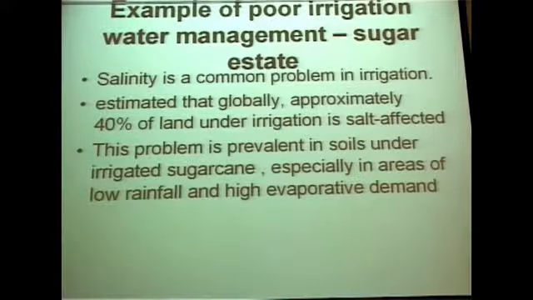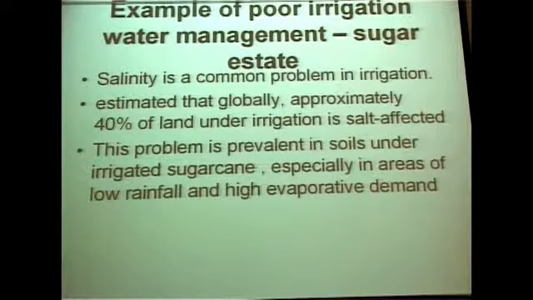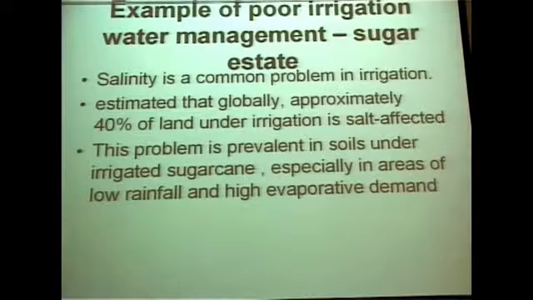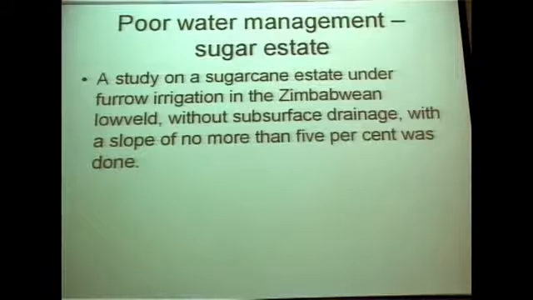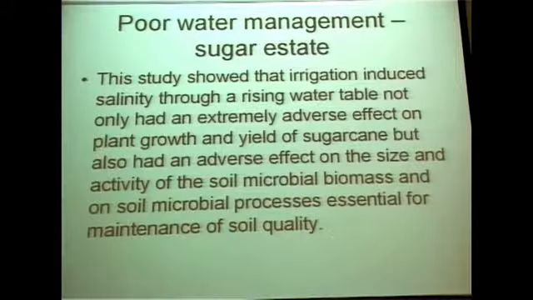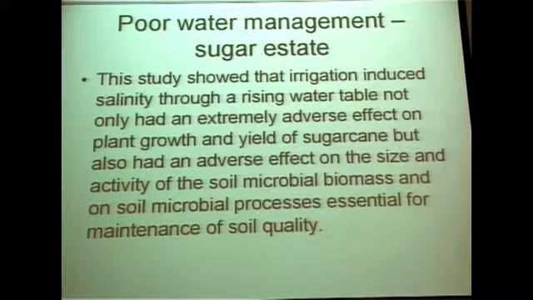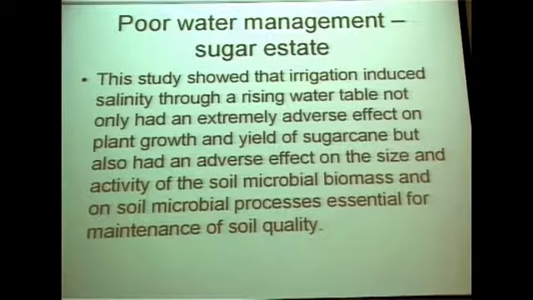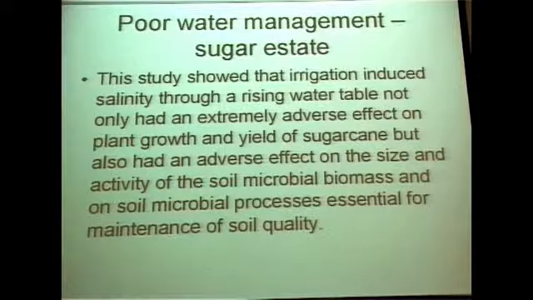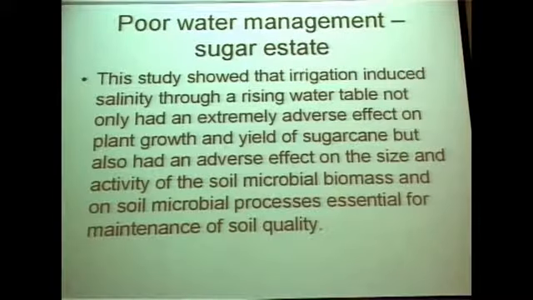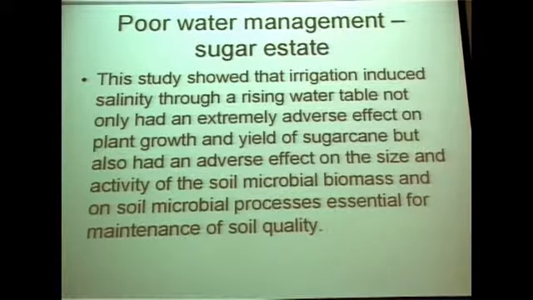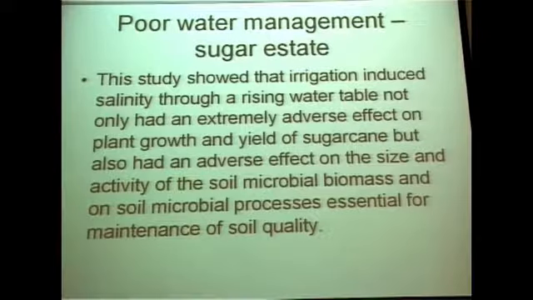The example that I wanted to talk about was a salinity problem on a sugar estate in the low veld, and they found out that the salinity that came on this estate because of the rising water table had an adverse effect on plant growth and the yield of the sugar cane, and also even on the soil fertility, specifically on soil microbial biomass.